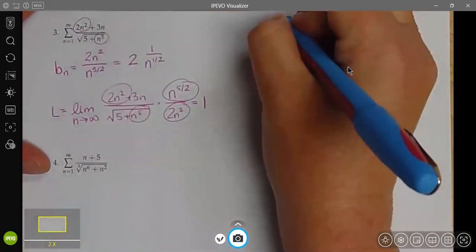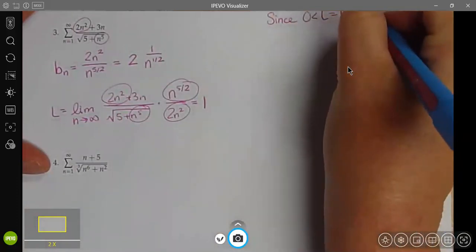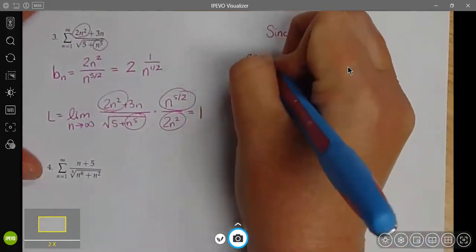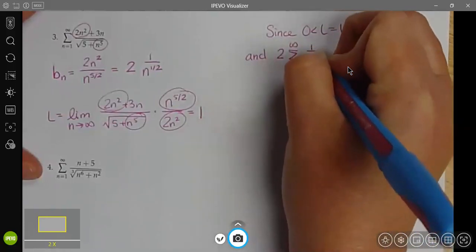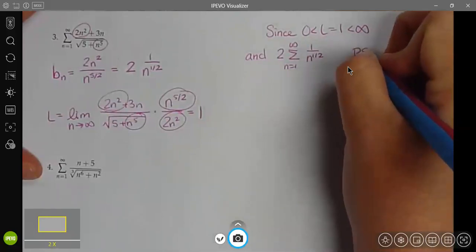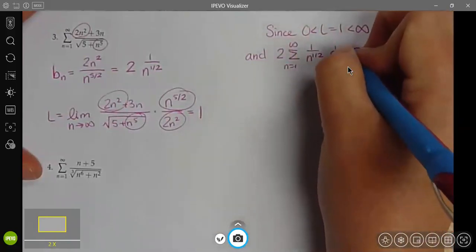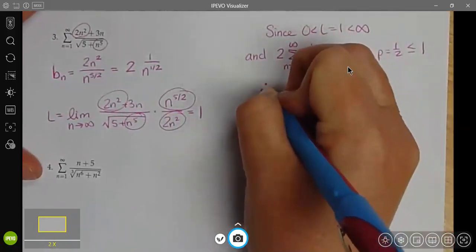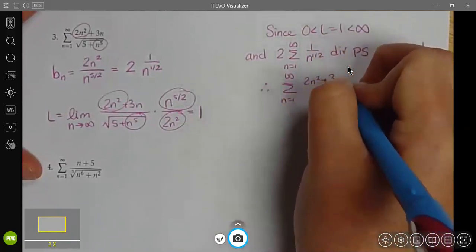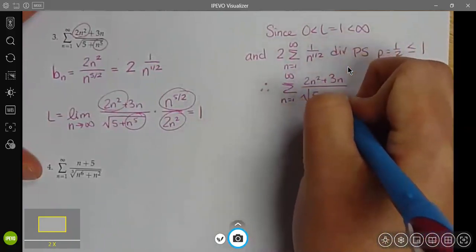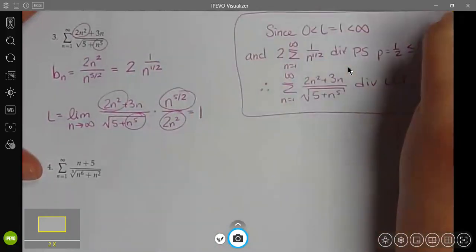And my conclusion statement will be, since L is equal to 1, which is between 0 and infinity, which we need, and 2 times the sum from n equals 1 to infinity of 1 over n to the 1 half, that is a p series. P is equal to 1 half, which is less than or equal to 1, so it diverges. Therefore, the series n equals 1 to infinity of 2n squared plus 3n over root 5 plus n to the fifth diverges by LCT. So there is your write-up.